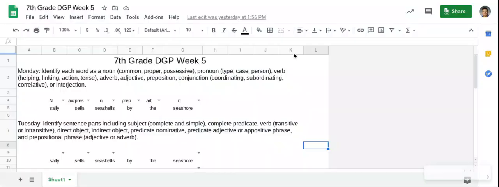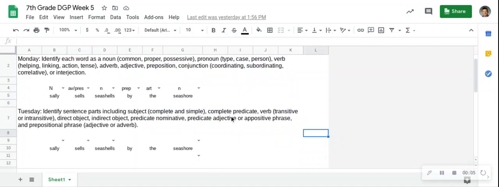So getting started on our DGP, I told you there was one subject, one verb, a direct object, and we have a prepositional phrase because we had a preposition on Monday. So we always have a prepositional phrase on Tuesday. What is our simple subject?